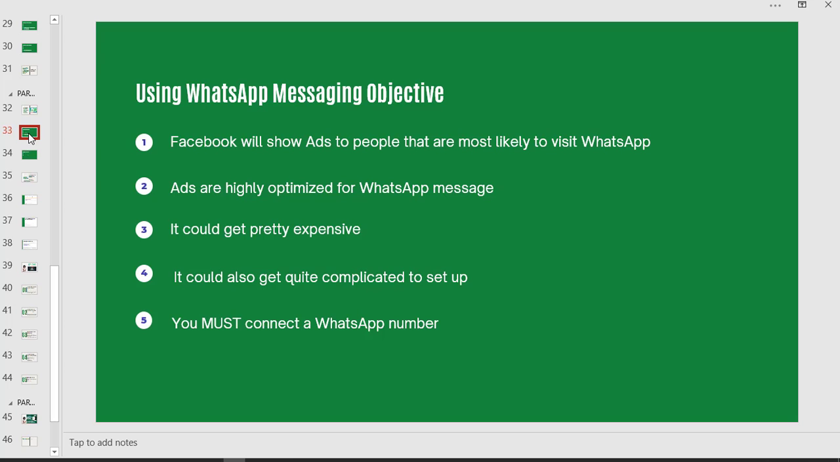Then you must connect a WhatsApp number. For you to run a WhatsApp messaging objective ad on Facebook, you need a WhatsApp number, because that's where the messages they send to you will be delivered. You are not using a landing page, not at all. Everything is being done right inside the WhatsApp platform. So you are going to need a WhatsApp number that is connected to WhatsApp. So that's it for the WhatsApp messaging objective.